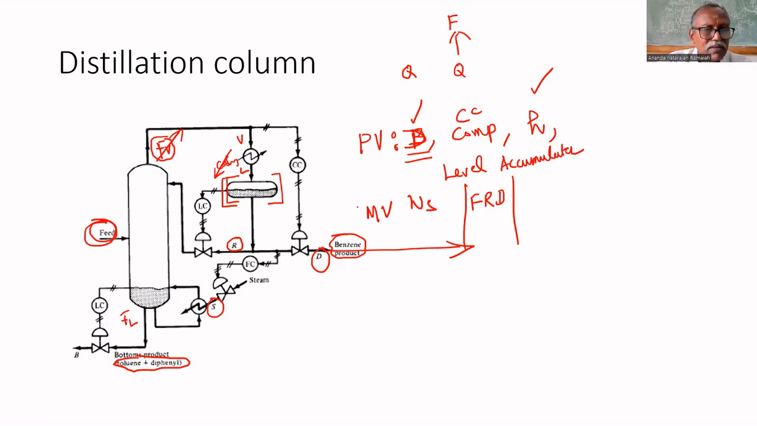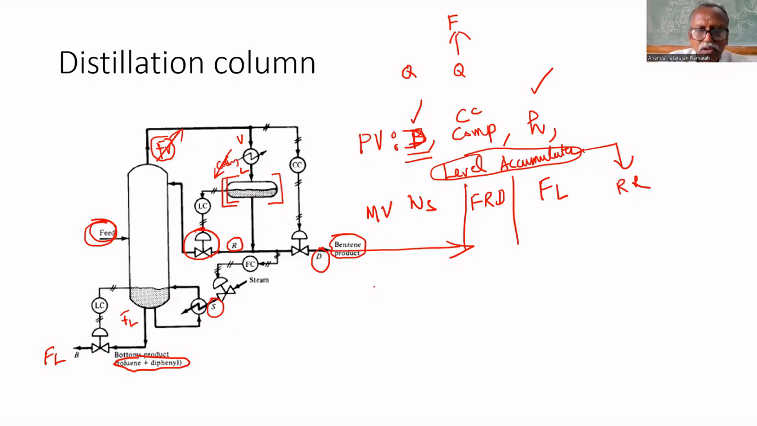Second manipulated variable done. Third manipulated variable: to control H, we are adjusting the bottom flow rate, that is liquid flow rate. FL is adjusted to adjust the level H. And for level in the accumulator, the fourth manipulated variable is reflux ratio. This flow controller will adjust the reflux ratio to control the level in the accumulator. So these are the four variables.